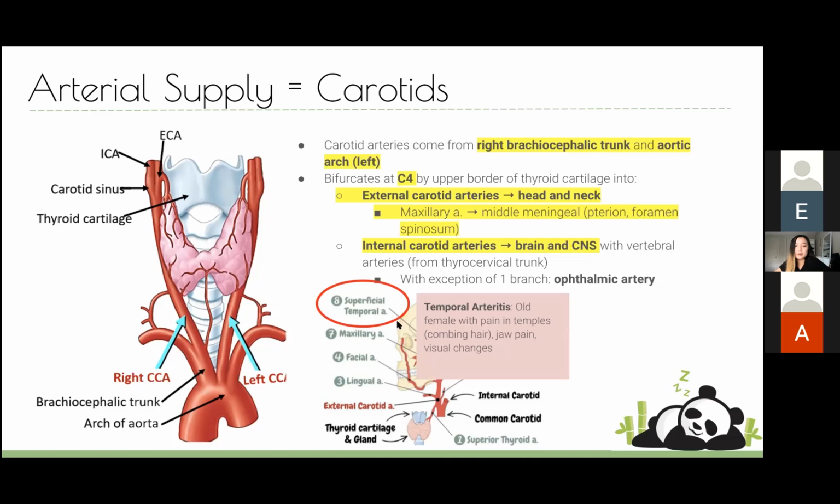The other one to worry about would be your superficial temporal, because that's involved in temporal arteritis. A classical presentation is an old female with pain in her temples. She's like, oh, I can't comb my hair, it really hurts. She's also been getting jaw pain or jaw claudication. She feels it's weird chewing, and she might have lost some vision. So when that happens, think temporal arteritis and be like, I want a biopsy of the artery.